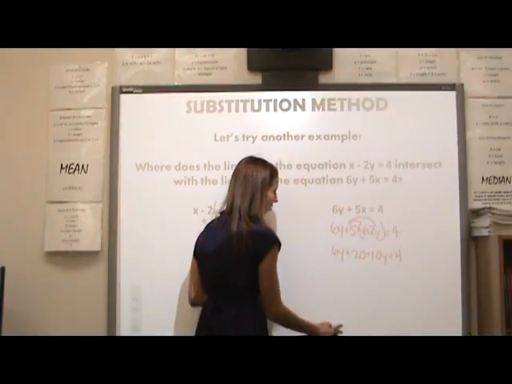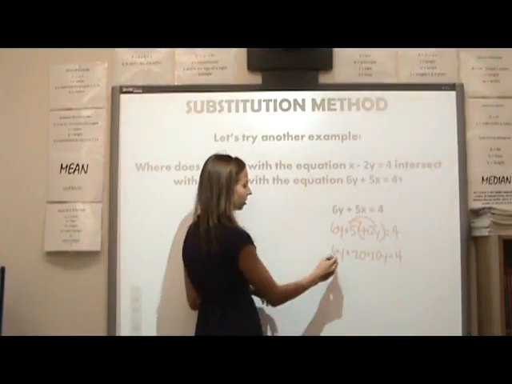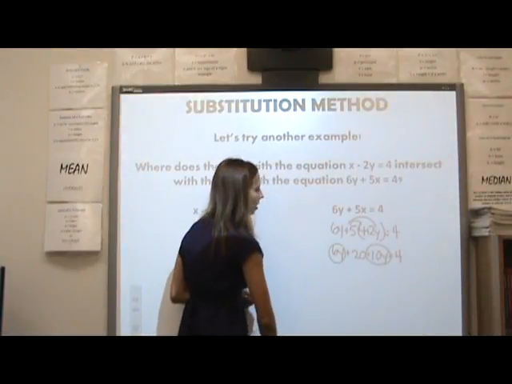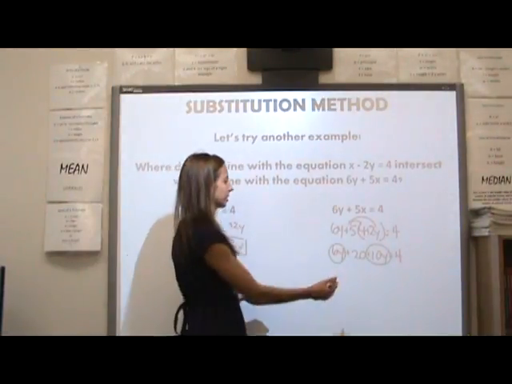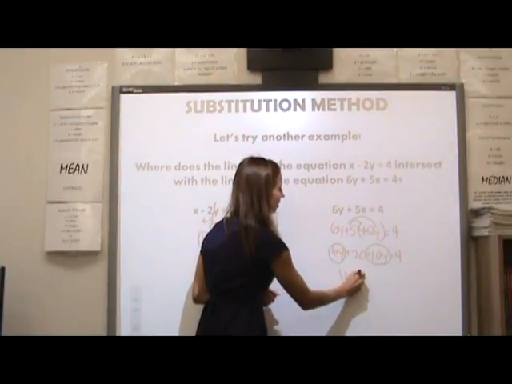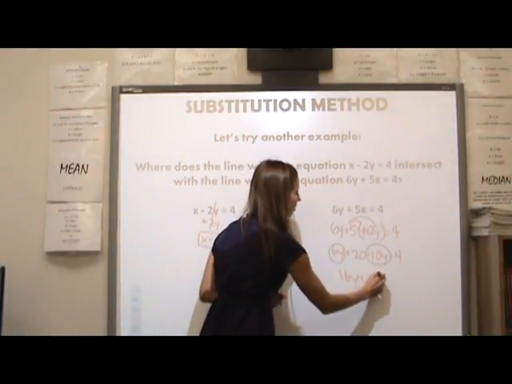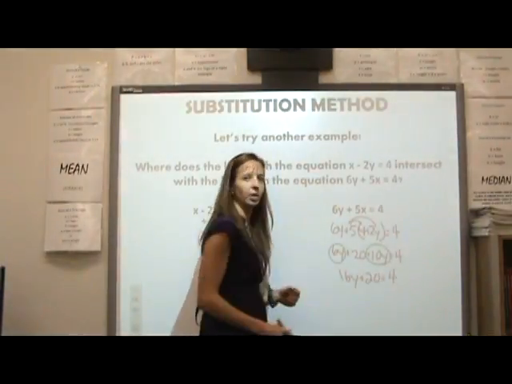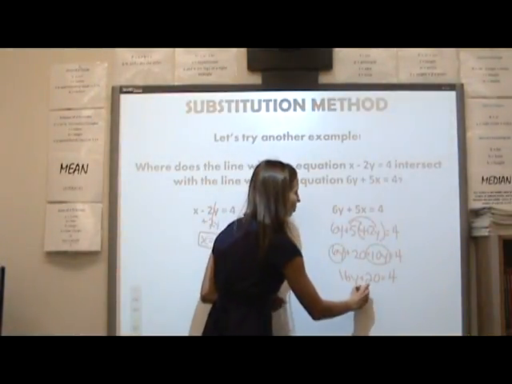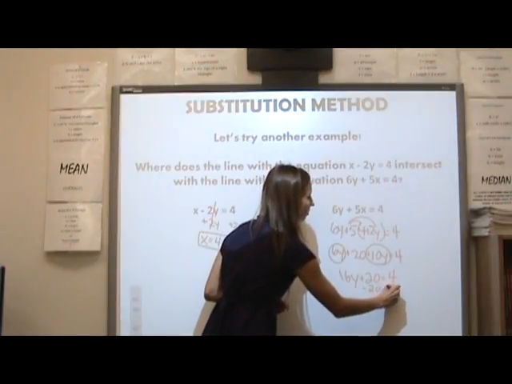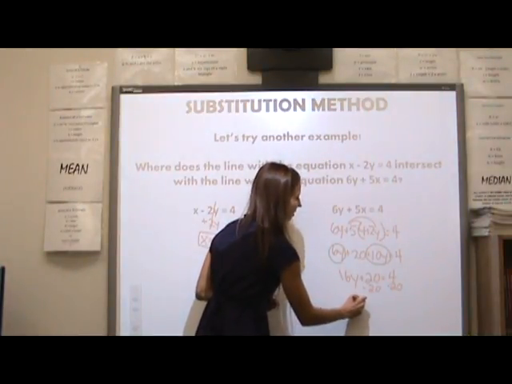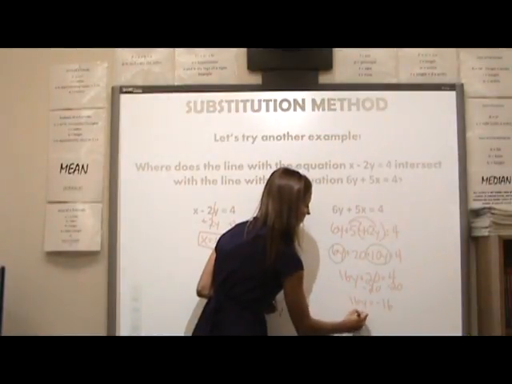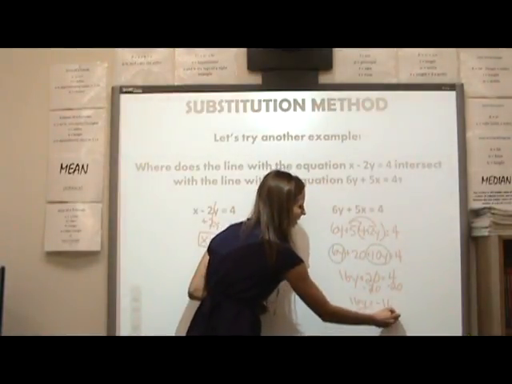Again, we would like to combine our like terms. So 6y plus 10y is going to give us 16y. The next piece is to combine our like terms. So we're going to bring the 20 over. Drop our 16 down. Divide out by 16.